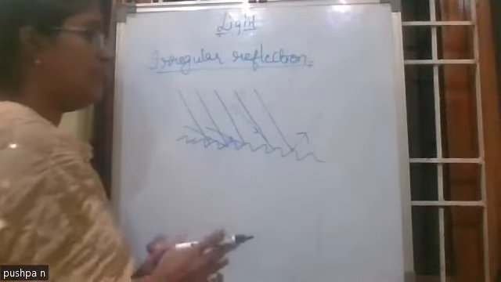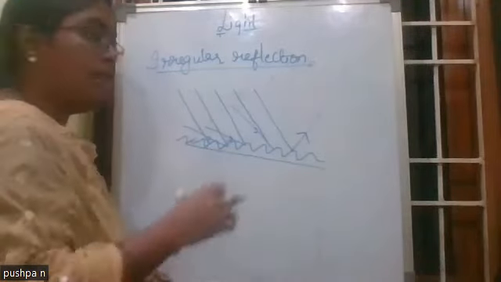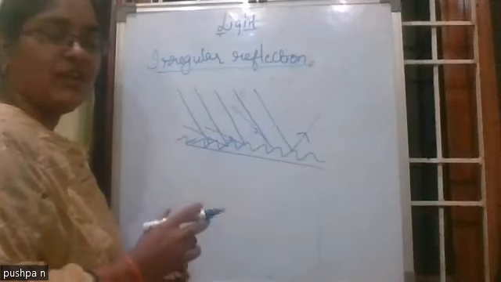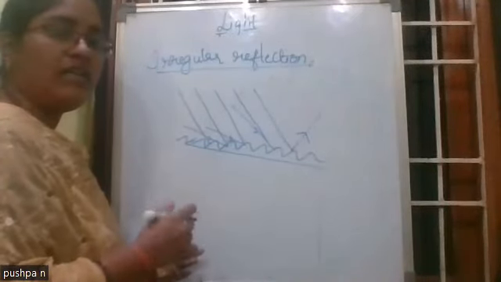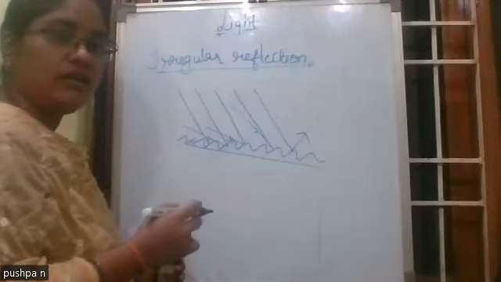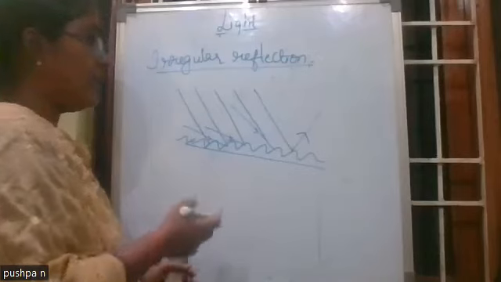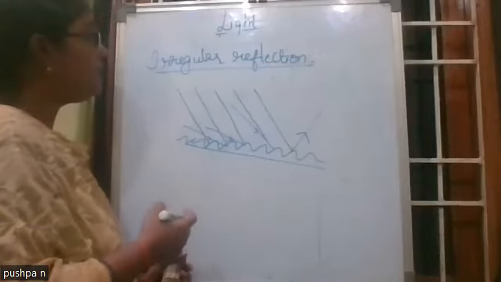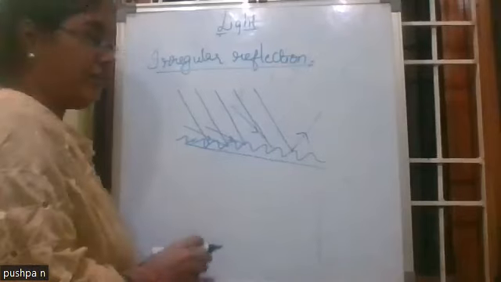If you observe, they will travel in different directions because the path is not plane, it is an irregular surface. Due to that, the reflected rays are all not going in the same direction. They are not traveling in a parallel direction. So the reflected rays travel in different directions.